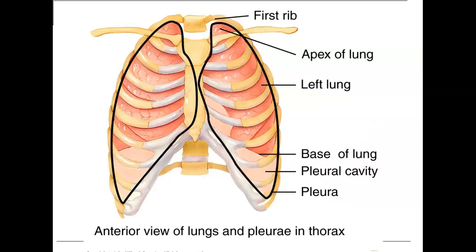So I think I'll stop here for now. So we've gone through the basic structures and functions and a little bit of histology for the respiratory system. Next time we'll talk about physiology, how we ventilate our lungs, and about gas exchange. So let me know if you have any questions.